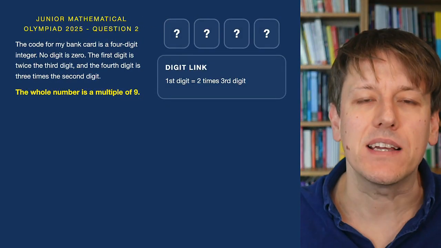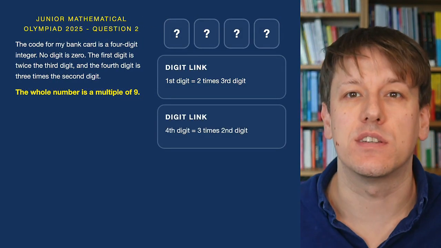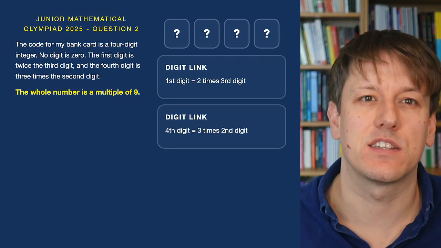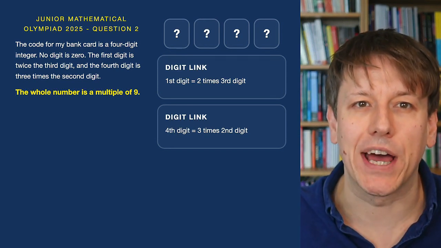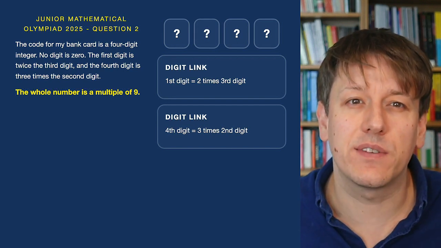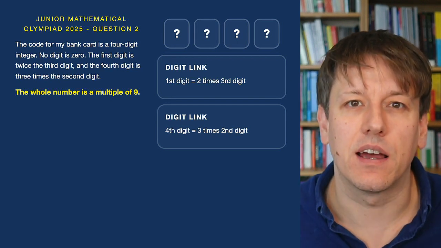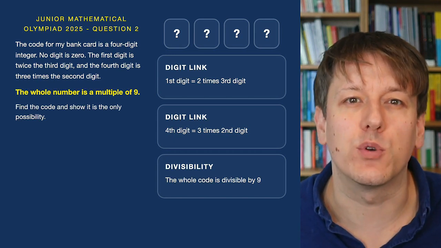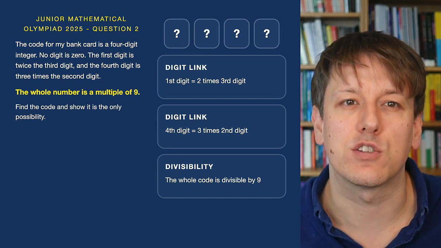The code for my bank card is a 4-digit integer. No digit is 0. The first digit is twice the third digit. The fourth digit is 3 times the second digit, and the whole number is a multiple of 9. We need to find the code and explain why no other solution is possible. And even if that hadn't been written explicitly here, in an Olympiad question explaining why no other solution is possible would always be a part of the question.